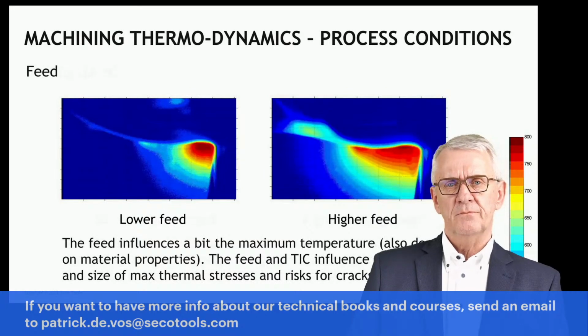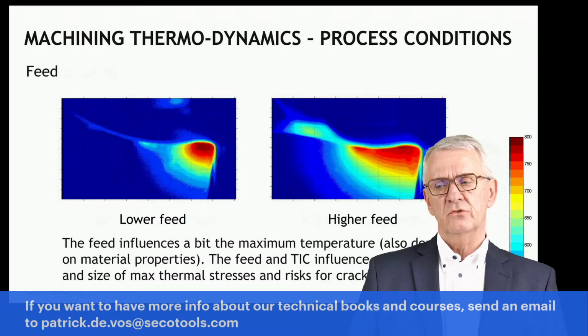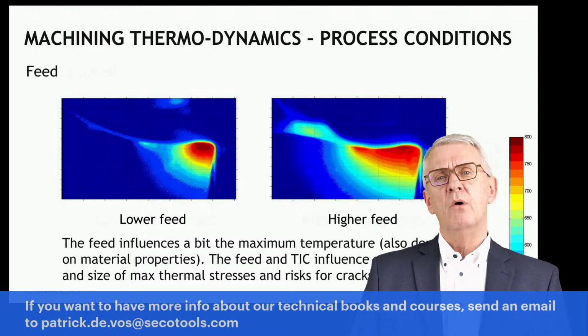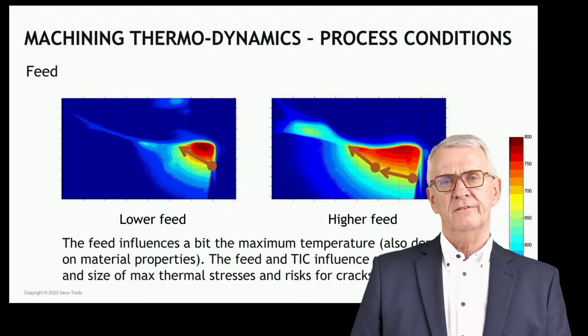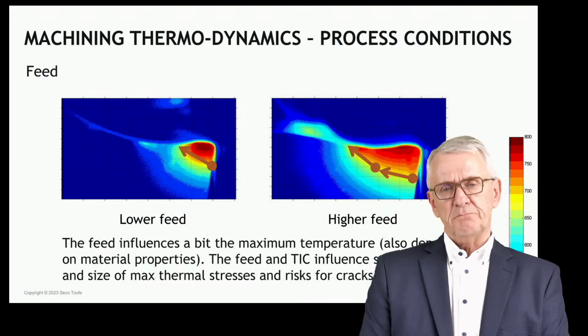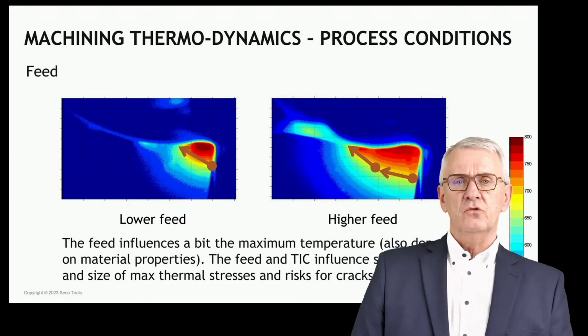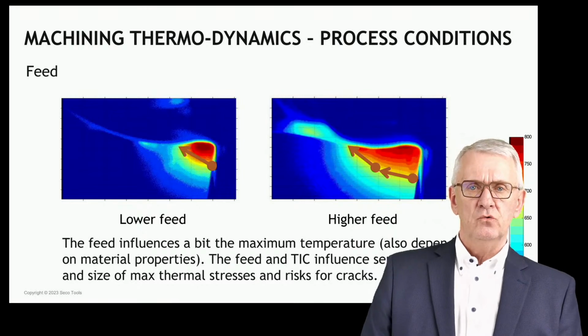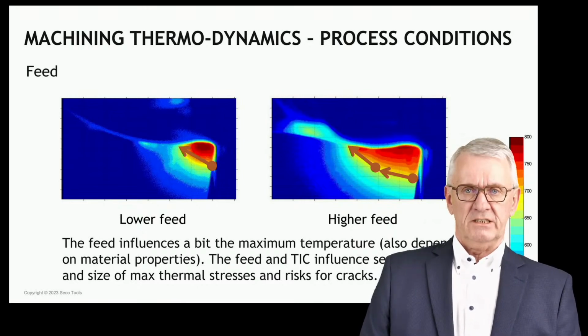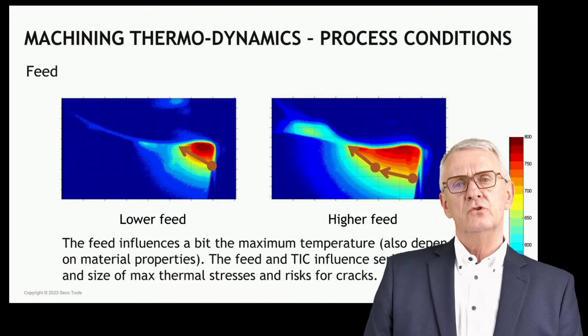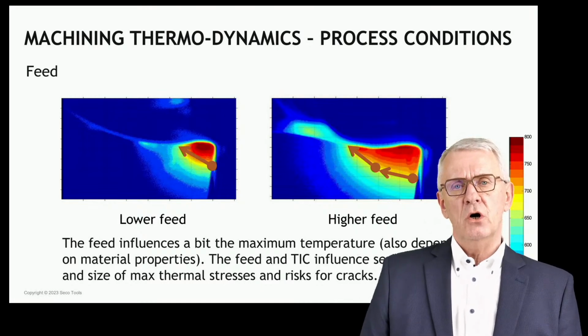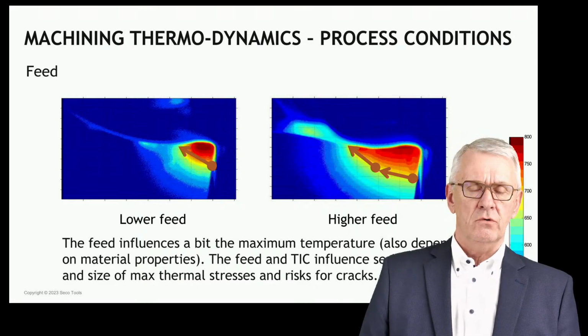If you look at feeds, lower feeds to the left, higher feeds to the right, here you see the same thing, but even more than in cutting speeds. You see to the left, with lower feeds, that the temperature gradient is to be handled by a rather small surface, while with higher feeds the same temperature gradient can be spread out over a bigger surface, leading to lower thermal stresses, leading to lower risk for thermal cracks. The risk that you kill a cutting edge by premature breakage due to too high thermal stresses is lower at higher feeds than at lower feeds.